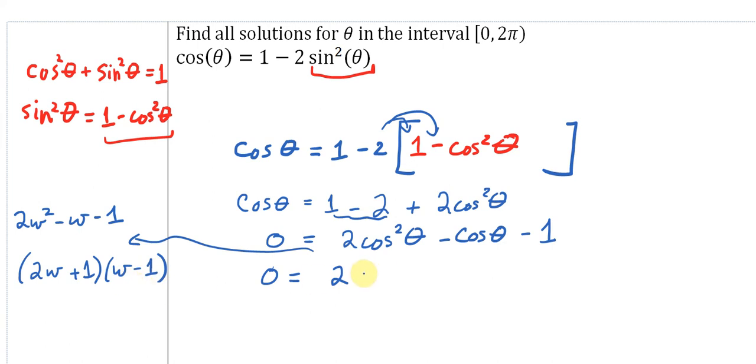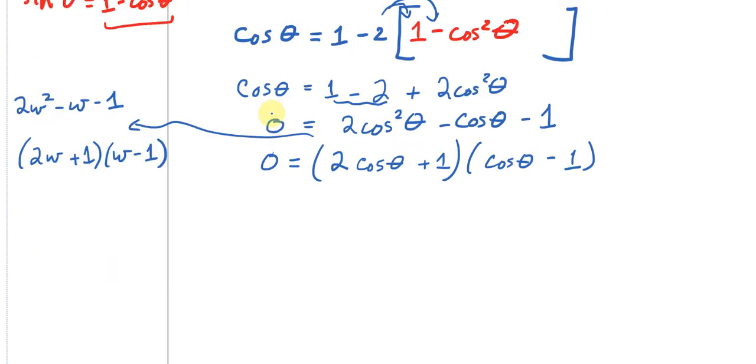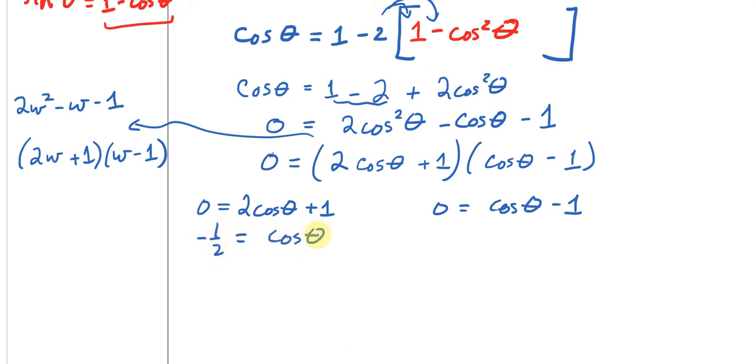So, and then we can apply that to here. We can say this is 2 cosine theta plus 1 times cosine theta minus 1. Now separate them into two different pieces, so we get 0 equals 2 cosine theta plus 1, and 0 equals cosine theta minus 1. This is negative 1/2 is equal to cosine theta, and over here we get 1 is equal to cosine theta. Know your unit circles.